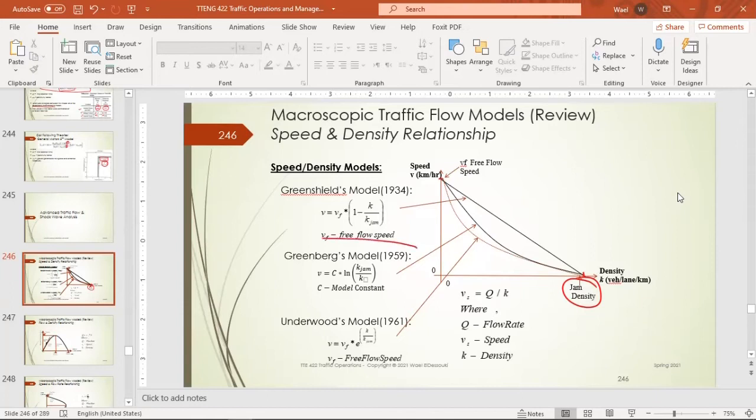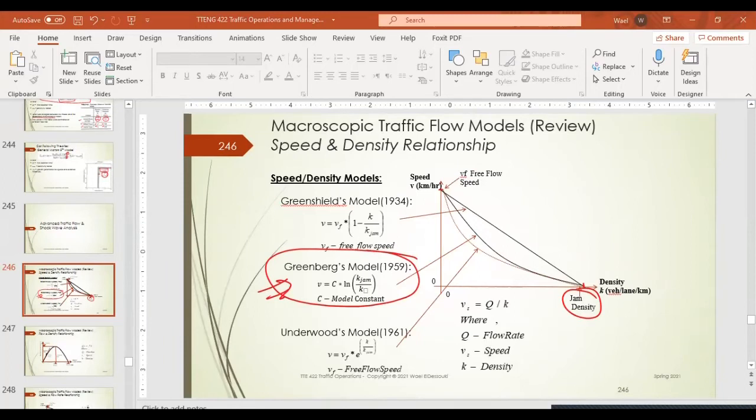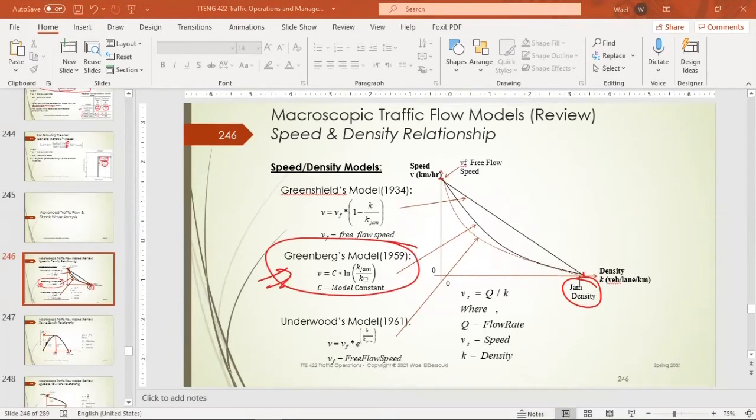However, as we will demonstrate now, there is a link between Greenberg model and the models that were developed by General Motors research and development team. We will show now how we can derive the Greenberg model from the GM models. So here, let me just share this with you.